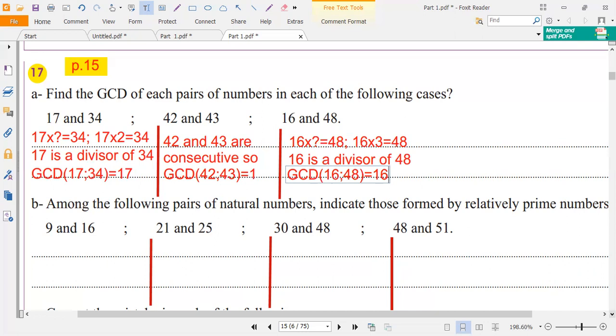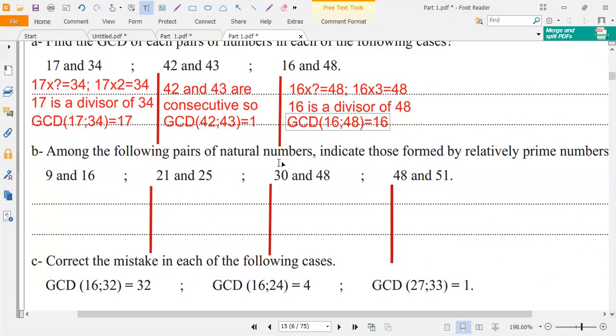Now part B. Among the following pairs of natural numbers, indicate those formed by relatively prime numbers. Here is how to think. It is different from part A. Pay attention. The question is about relatively prime numbers. We think, are they consecutive? If yes, so yes. If no, we think, do they have a common divisor? If we can't see directly whether they have a common divisor, we have to find the GCD.